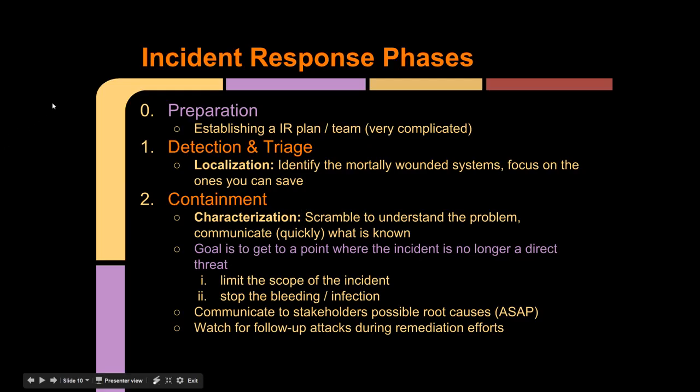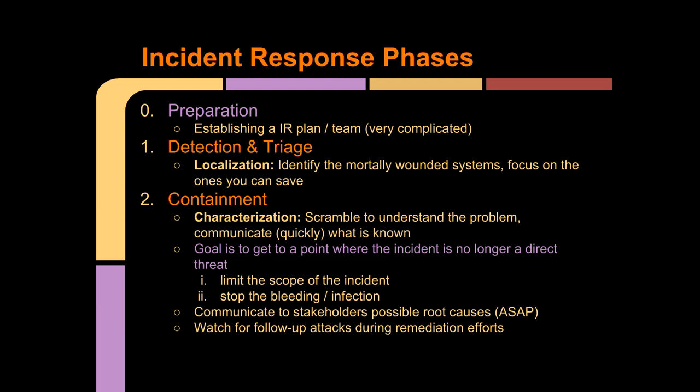So these are old slides, but to reiterate, stage 0 is preparation. That's where you're establishing an incident response plan and team. Stage 1 is once an attack has been detected, detection and triage, and that's where localization of payloads and malware throughout the system occurs, and you identify the mortally wounded systems and focus and triage them off and focus on the ones that you can save, that need to be saved, and prioritize based off business impact.